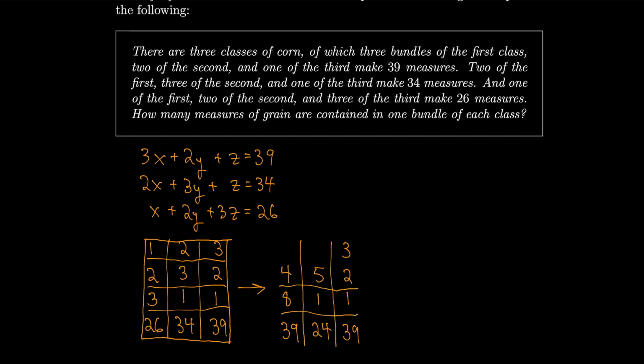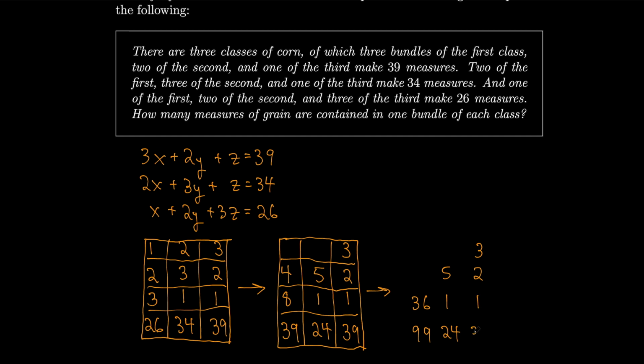And then, for whatever reason, they don't write the zeros. They just leave the space blank. Okay, so then we keep going. And we'll just get a 0 over here, so that we end up with 36, 99, and then 5, 1, 24, and 3, 2, 1, 39. So you can see that the procedure is very similar to what we did before, getting the leading ones and the zeros underneath, and so on.